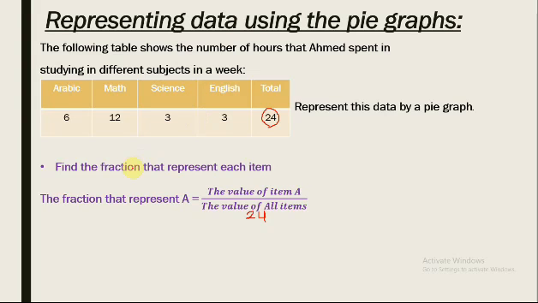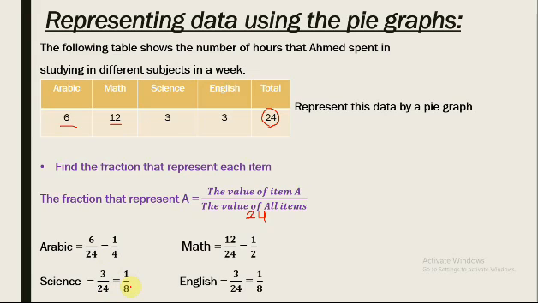To find the fraction that represents the Arabic, for example, we are going to take the value of the Arabic, which is 6 hours, over 24, over the total, which means a quarter. And the same thing to the math. The math is 12 hours from 24 hours. It's going to give me the half. What about the science? 3 over 24 equals 1/8. And the English also 3 over 24 equals 1/8. Now, we need to represent by using the pie graph. Now I know every fraction.